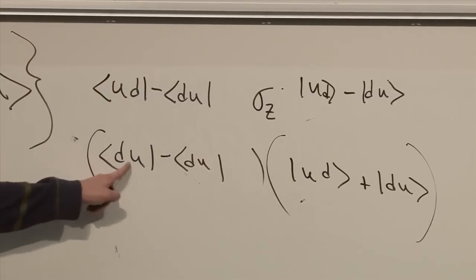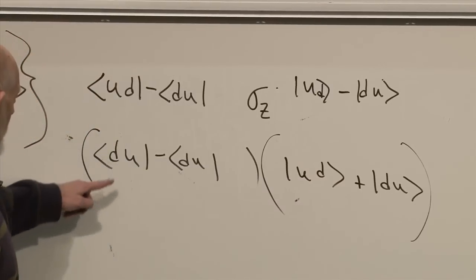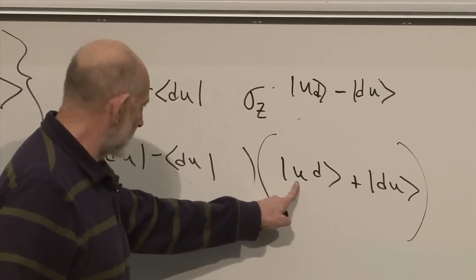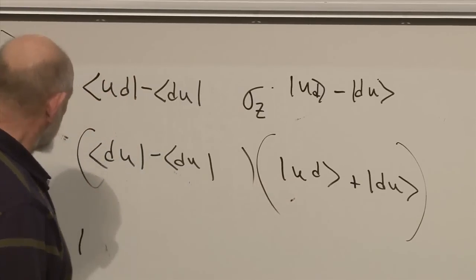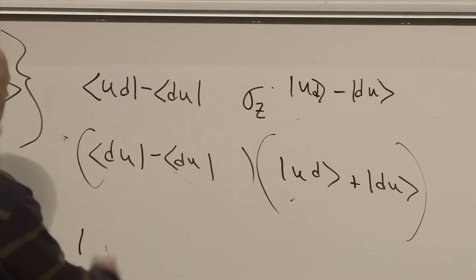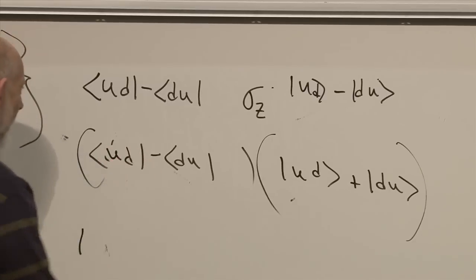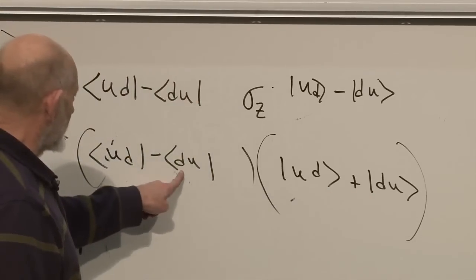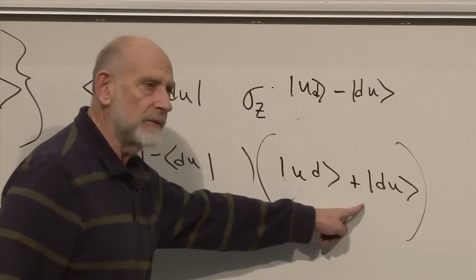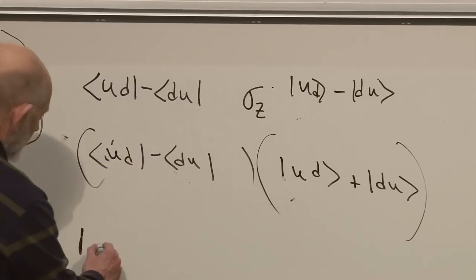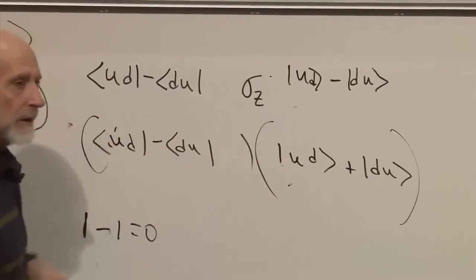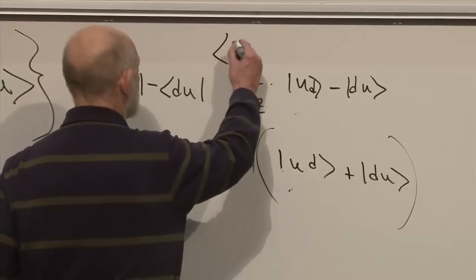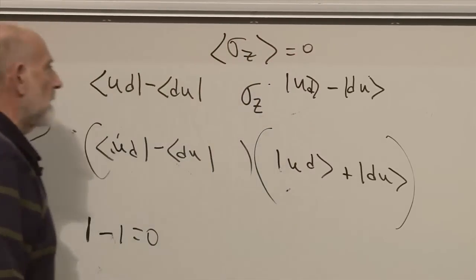Okay, let's calculate it. Ooh, I got something wrong here. What did I do here? This should be up, down, right? Yeah, up, down. Okay, so let's go back. Up, down with up, down is one. Up, down with down, up is zero. All right, what about down, up with up, down? Zero. What about down, up with down, up? One, but there's a minus sign here. So this is orthogonal to this. The inner product is zero, and it says that the expectation value of sigma z is equal to zero. Sigma z in this state, not any state, but in this state, is zero.